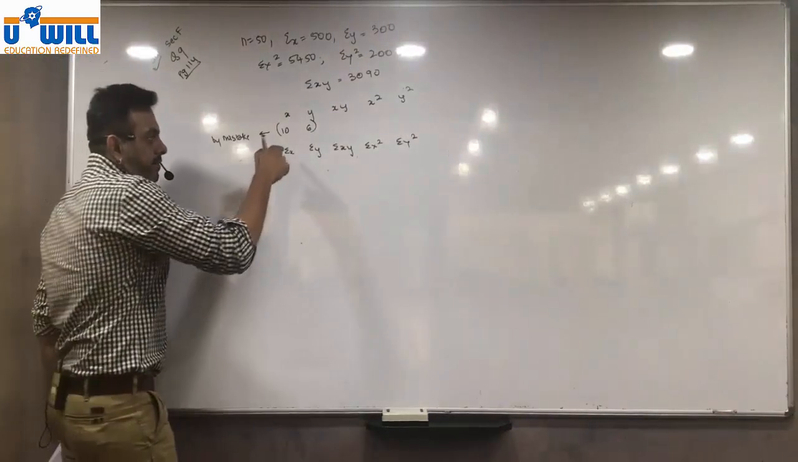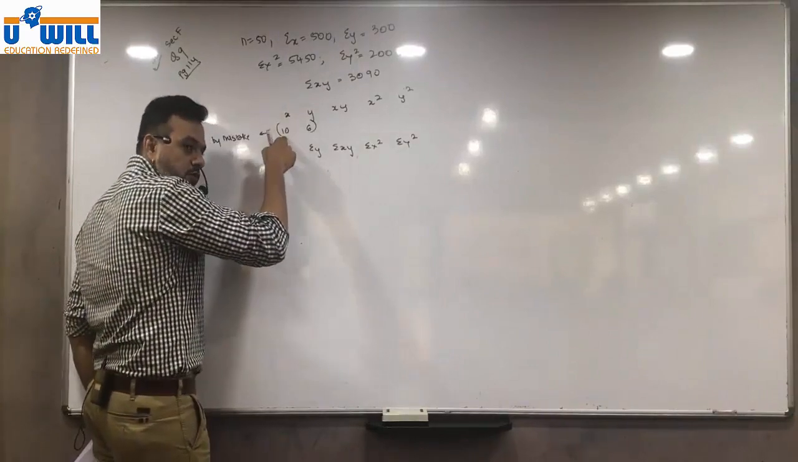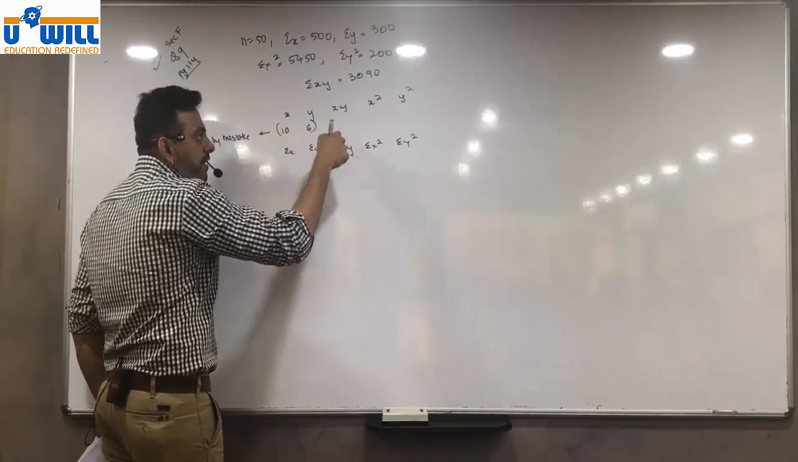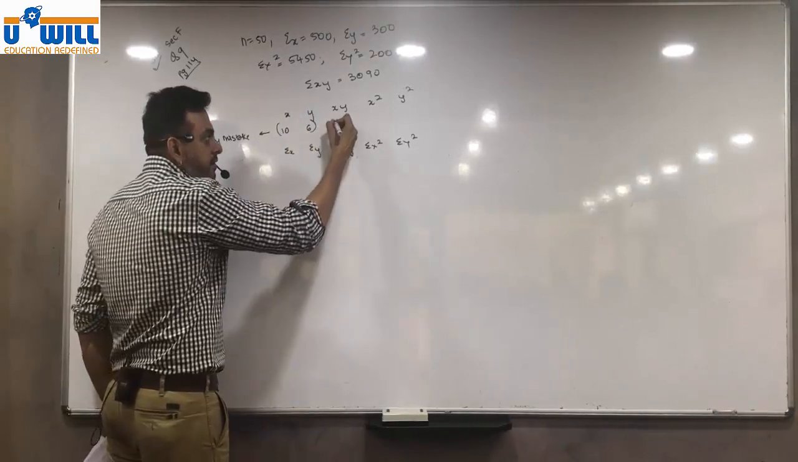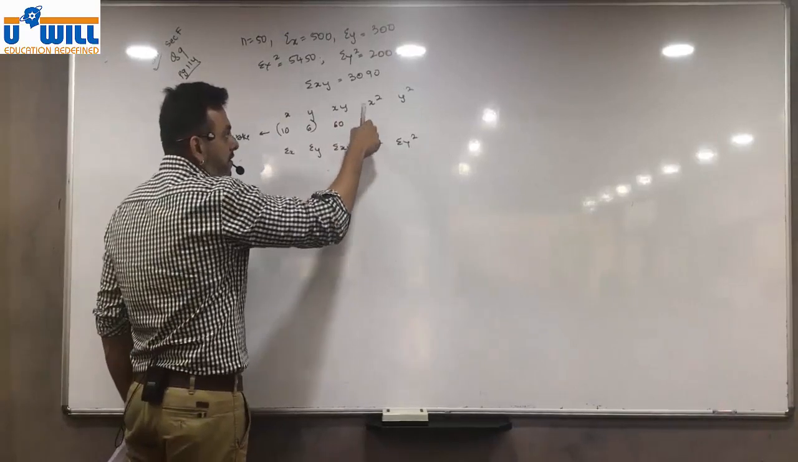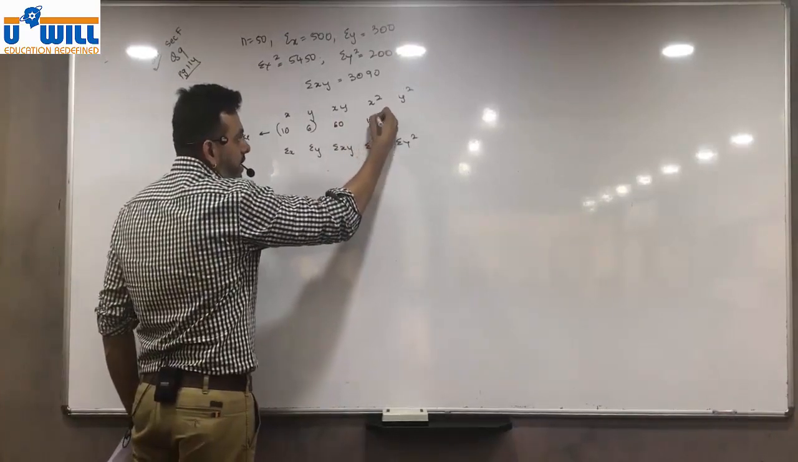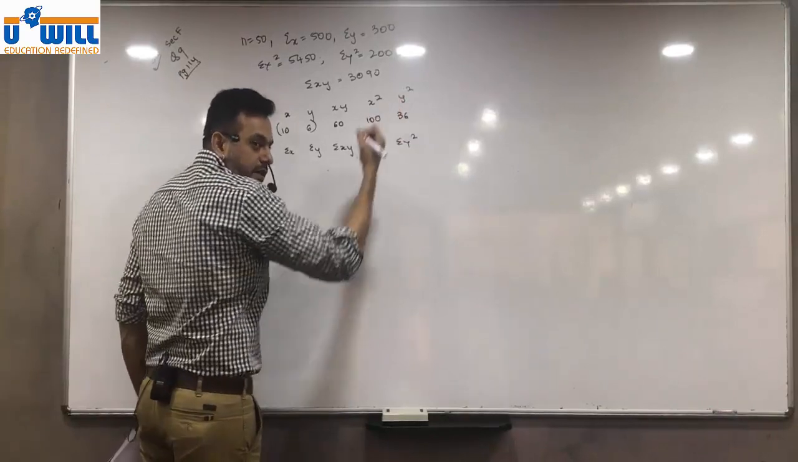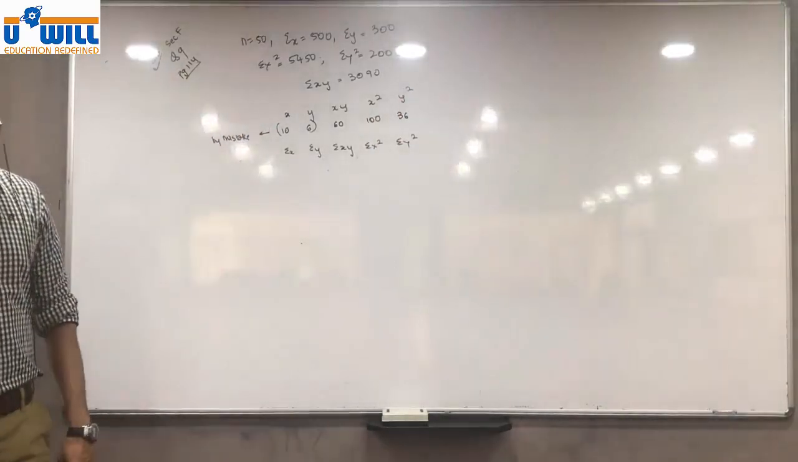Remember? From sigma x this 10 will go away. From sigma y this 6 will go away. What will go from sigma xy? 60 will go away. You understood this? What will go from sigma x square? 100, and what will go from sigma y square? 36. So you understood how it is to be done.